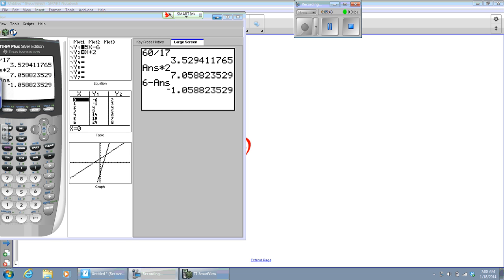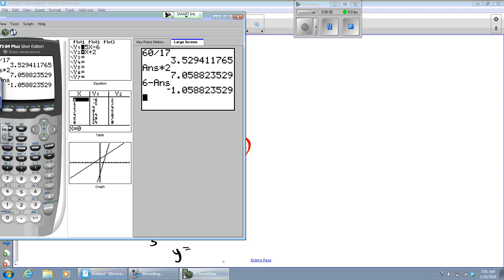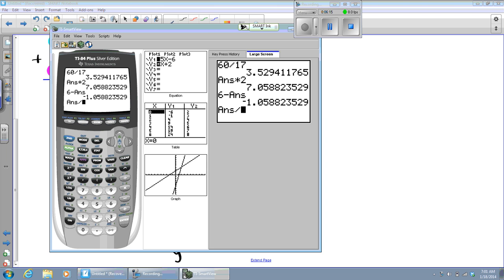So I'm going to have 3y. It's going to equal negative 1.0588. And again, I'm rounding it in my answer, but not in my calculations. So now I'm going to divide by 3. And so y is going to equal, and see, I just go right here and I hit divided by, sorry, you can't see what I'm doing, by 3, and it's taking that negative 1.058823 number and dividing by 3.